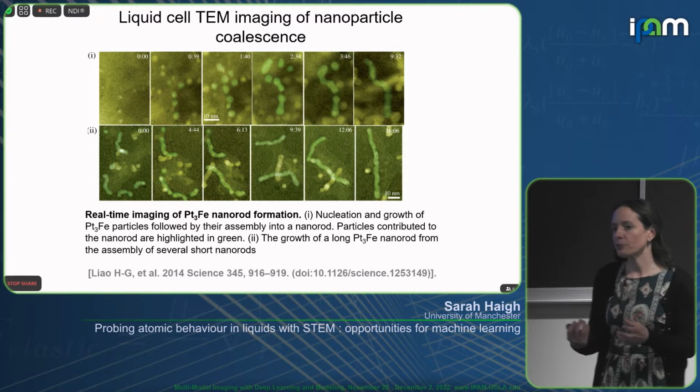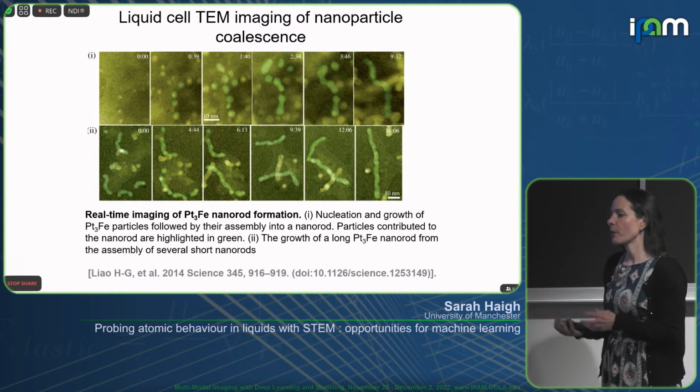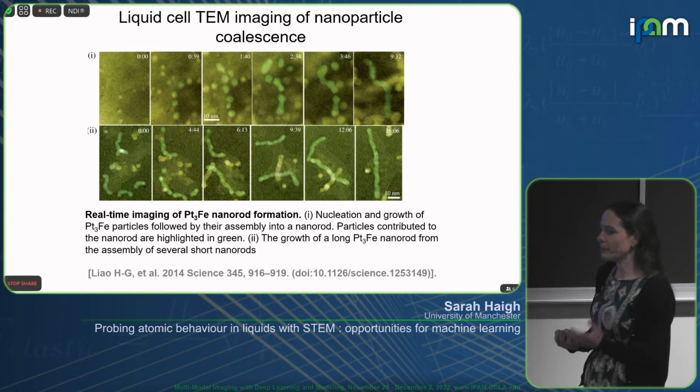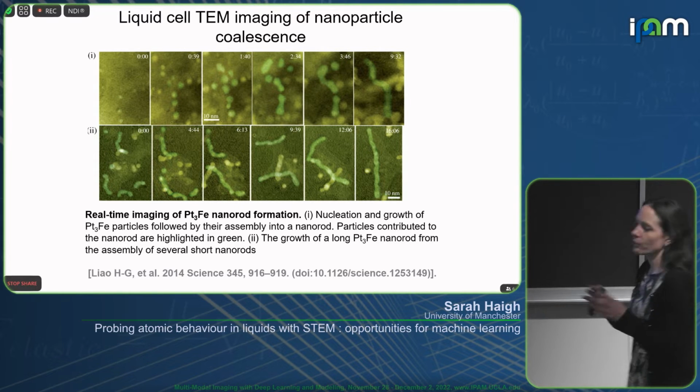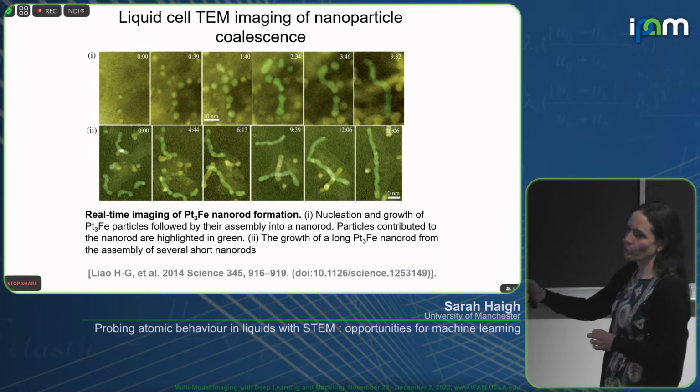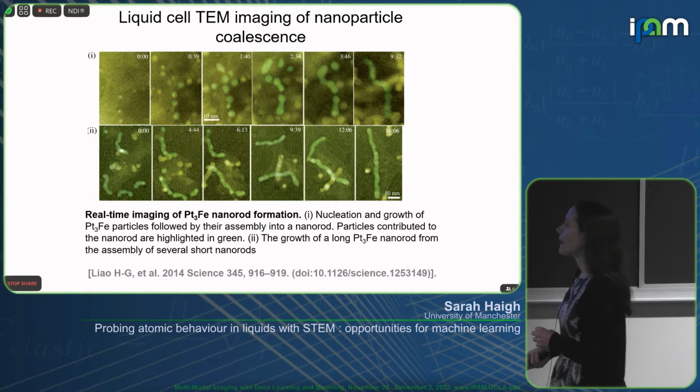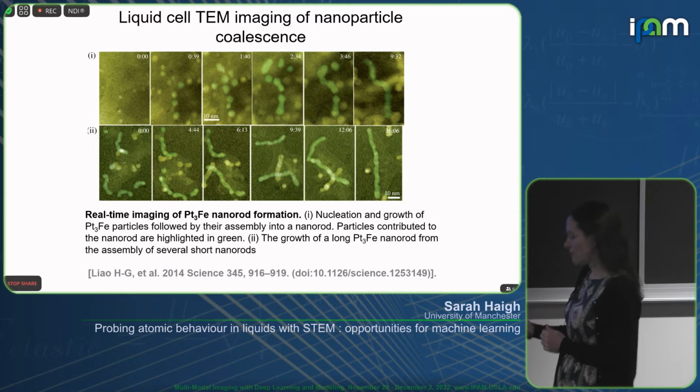So really powerful. They allow you to look at nanoassembly processes, they allow you to look at electron beam deposition processes, but they tend to be at a resolution of around 5 to 10 nanometers, which is what's shown here. And getting atomic resolution is really, really challenging.